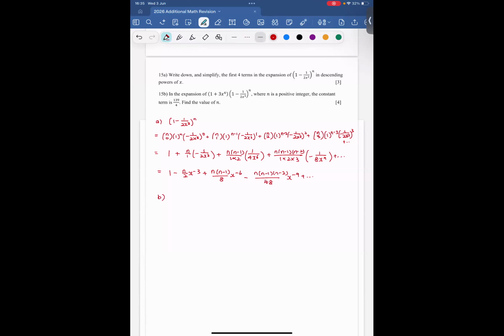Okay, B, in the expansion of this, find the value of n. They say when you expand this, the constant term is this. Constant term means don't have x. So instead of writing this, we write the one that we have found.